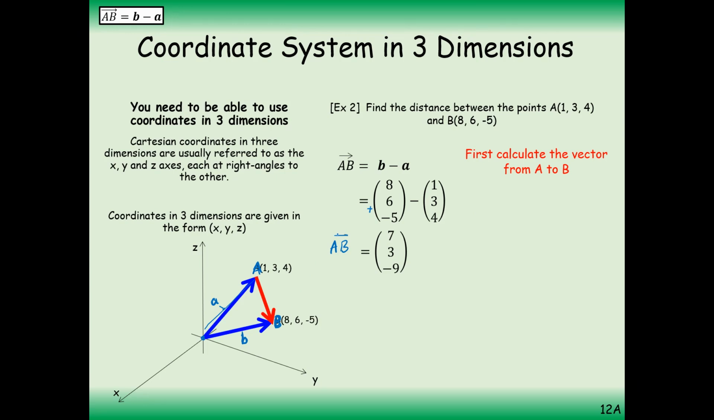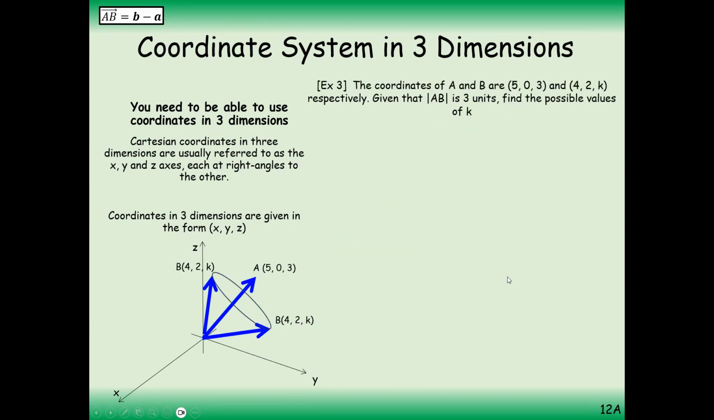Don't forget we were asked to calculate the distance between A and B. What's the final step of the work? Of course, we will apply Pythagoras in three dimensions. We will take the absolute value, or find the magnitude, of A to B. The final answer is 11.8 units to one decimal place.